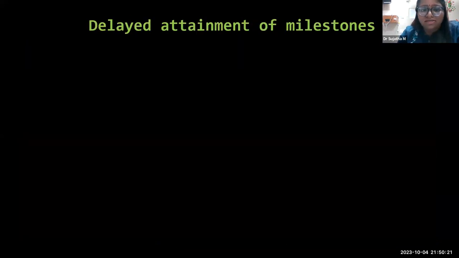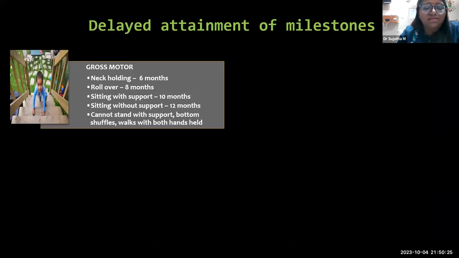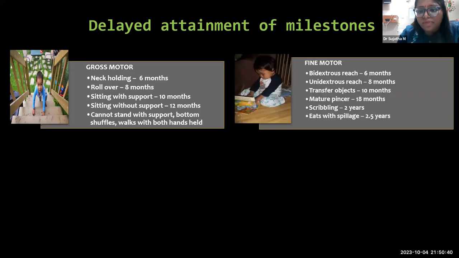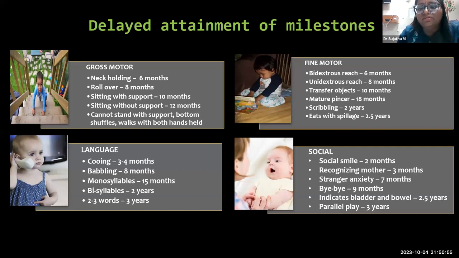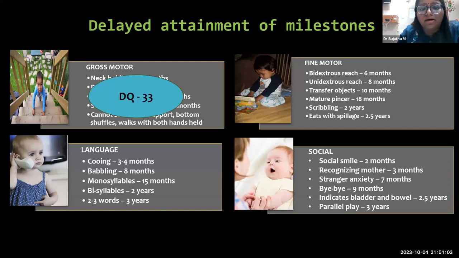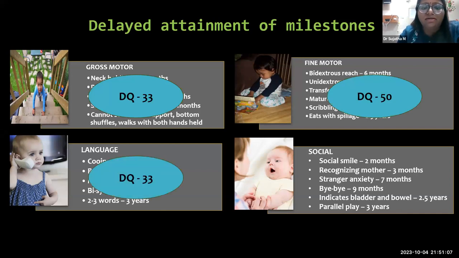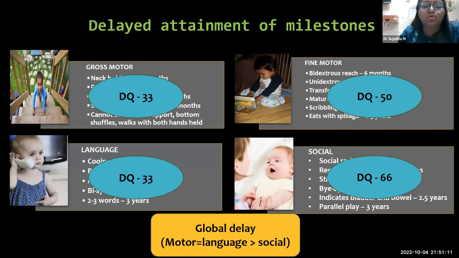Coming to the concern regarding developmental delay. In the gross motor sphere, the child started gaining milestones a little later in early infancy and started sitting with support around 12 months of age. Now, at 3 years of age, he cannot stand with support. For mobility, he bottom shuffles and walks with both hands held. In the fine motor domain, the child can eat with spillage, which he achieved around 2.5 years. In language, the child can speak around 2 to 3 words at 3 years of age. In the social domain, the child is able to indicate bladder fullness, can wave bye-bye, and has parallel play. The DQ in gross motor is 33, fine motor 50, language around 33, and social around 66. So there is a global delay, with motor and language predominantly more affected than the social domain.